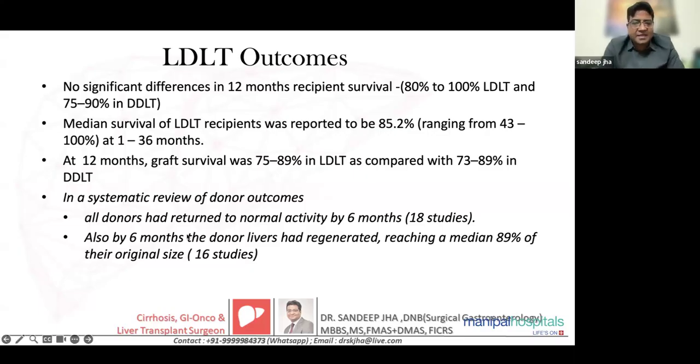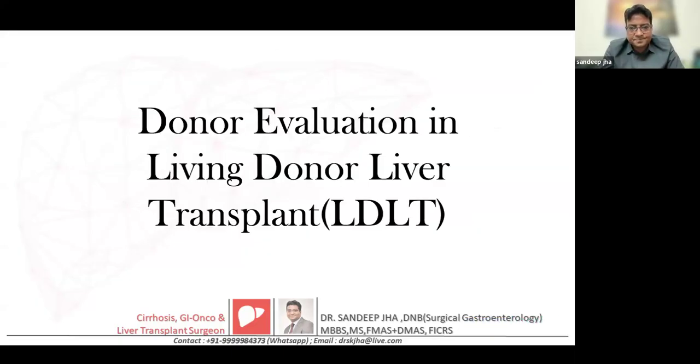And if you look at the donors, they all return to normal activity. And for donors, there's a slight chance of mortality, that is 0.5% risk to life. Every donor has to understand that. But we do a lot of tests to guard against it. We'll talk about that later. But all donors do return to normal activity by 6 months. It is said in studies, but practically within 1 month, they are all back to their jobs, and they can do all the routine jobs, not heavy weightlifting, but office work, homework, they can do even after 1 month of the donor surgery.